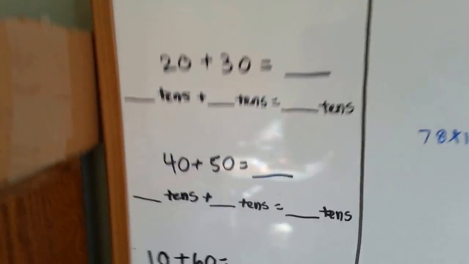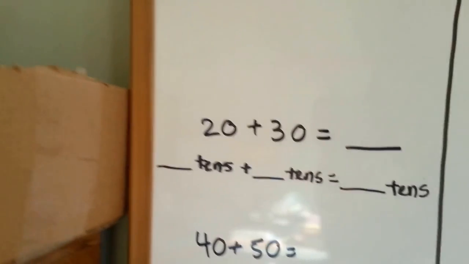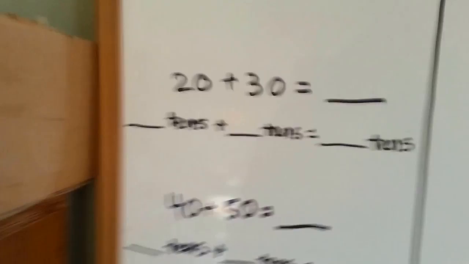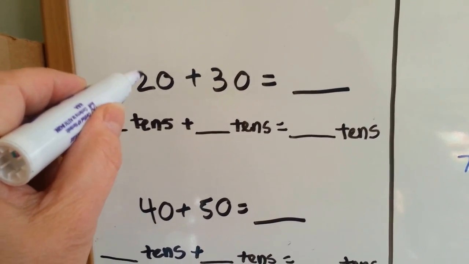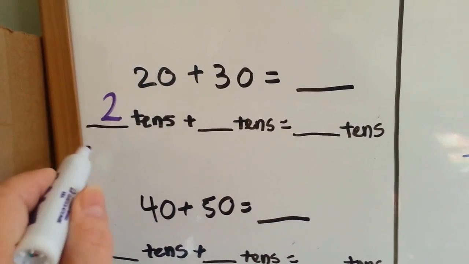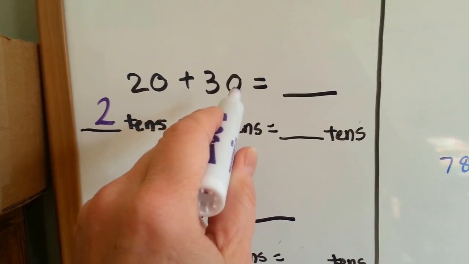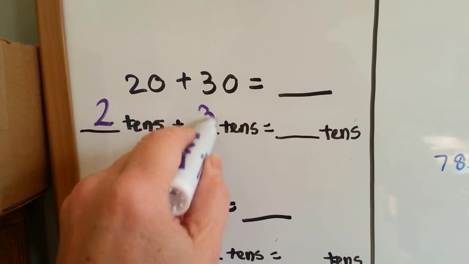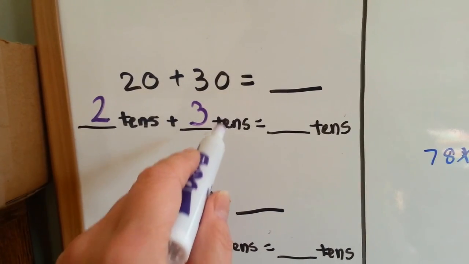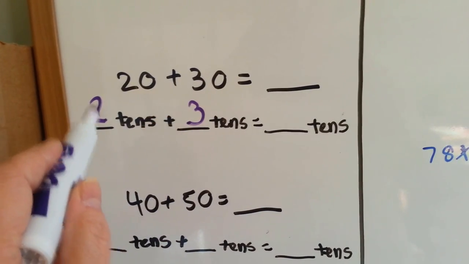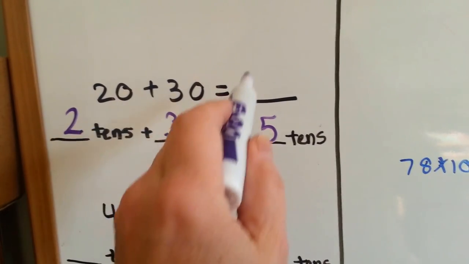So now let's take a look over here real quick. If you had 20 plus 30, what does that really mean? How many tens are here? Here's the ones place, and here's the tens place. So we have 2 tens. In 30, we have no ones and 3 tens, because that's the ones place and that's the tens place. So 2 tens plus 3 tens is the same thing as 2 plus 3, and then we add the 0 at the end. So 2 tens plus 3 tens is 5 tens. 5 tens is the same thing as 50.